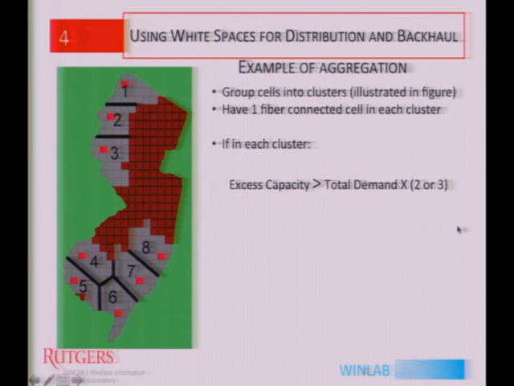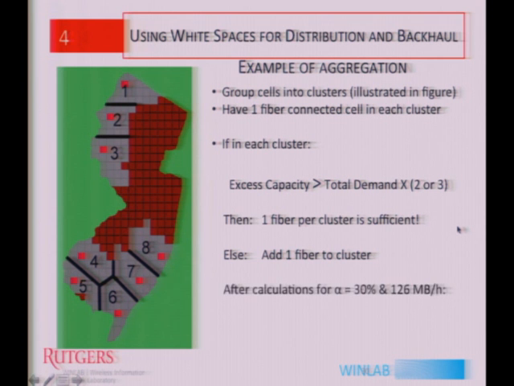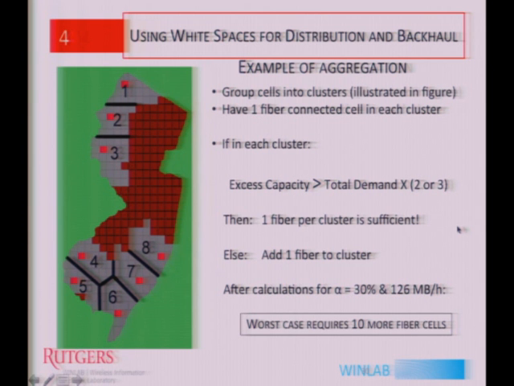If we consider that as our routing traffic and compare it with the excess capacity, if the excess capacity is more than that, then 1 fiber is fine because 3 hops are fine, and so we can use only the 8. If not, we just add another fiber there to lessen the number of hops it has to take to get to fiber. So this example is for the 30% active users and 126 megabytes per hour, which is on the high side in our calculations. And this comes down to only adding 10 more fiber cells in the whole system, which is a small number of fiber points to add.